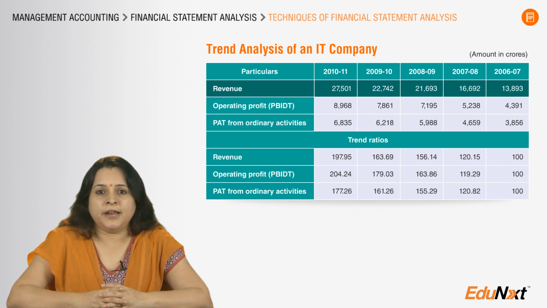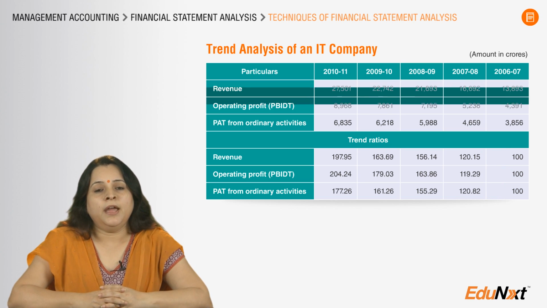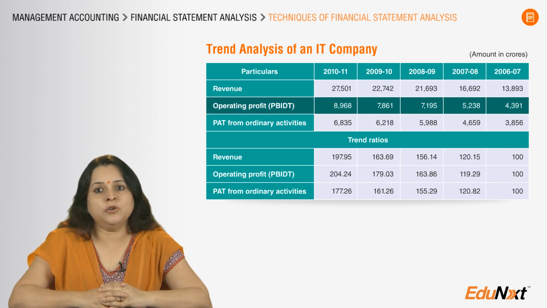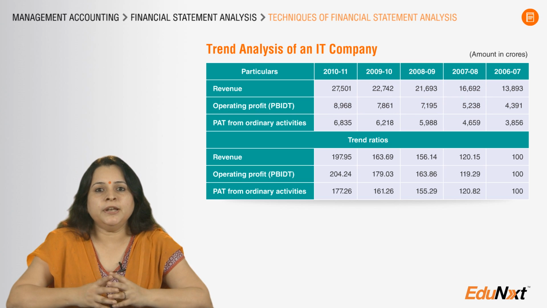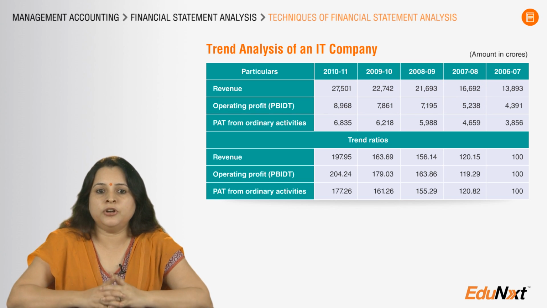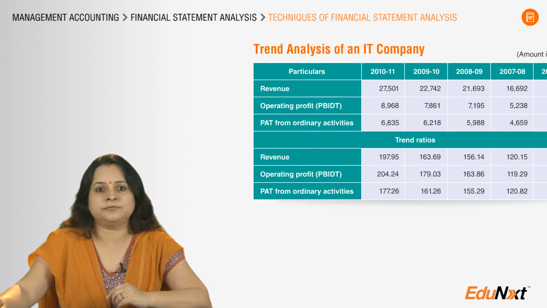You might notice that the revenue has almost doubled in the 4 years, right? And operating profit has also more than doubled. So, clearly this company has excelled not only in increasing the sales, but also in managing the operations efficiently to ensure that the profit increase is in line with the increase in revenue.